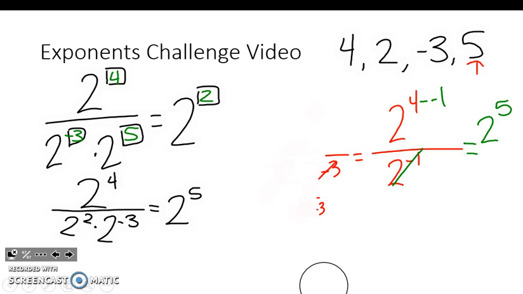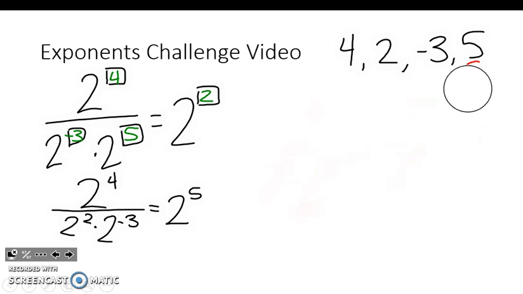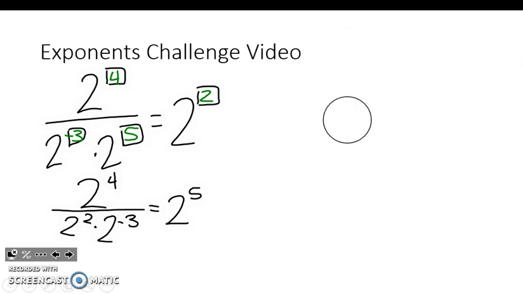So guys, there's lots of different ways that you can come up with the final answer here. You just kind of have to play around with the numbers a little bit. But you do have to know your exponent rules in order to be able to figure them out.